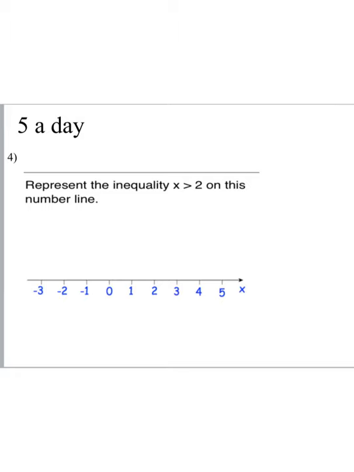Question 4. Represent the inequality x is greater than 2 on this number line. Okay, so we need to make sure we represent that x is greater than 2. We start off by putting a circle where 2 belongs. This circle is not shaded in, which means it's greater than. If it was shaded in, it would be greater than or equal to. So this question says x is greater than 2, so we just keep an open circle. Then we draw a line that follows x being greater than 2. So this represents the inequality x is greater than 2.